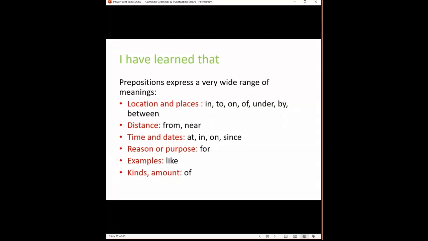So if you want to talk about locations, places, you use these kinds of prepositions, and we had examples on them. And the distance, we talk about the distance from and near. When you want to talk about time: at, on, since. Reasons: for. And examples like kind, amount, you can use of. Okay, so these categories will help you to use the prepositions in the right place in the sentence.